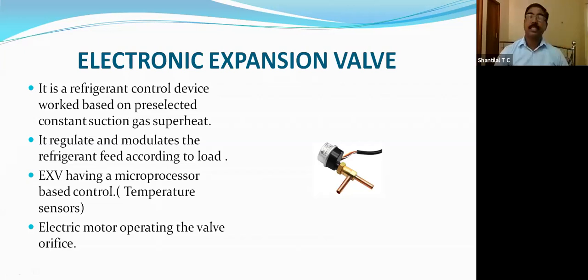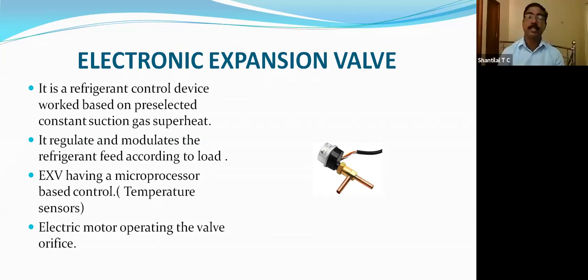And this electronic expansion valve consists of a microprocessor based control. That is an important part in this system, a microprocessor based control system, in which two sensors are available. One is fitted on the last coil of the evaporator, and another is fitted on the suction line of the compressor cylinder.